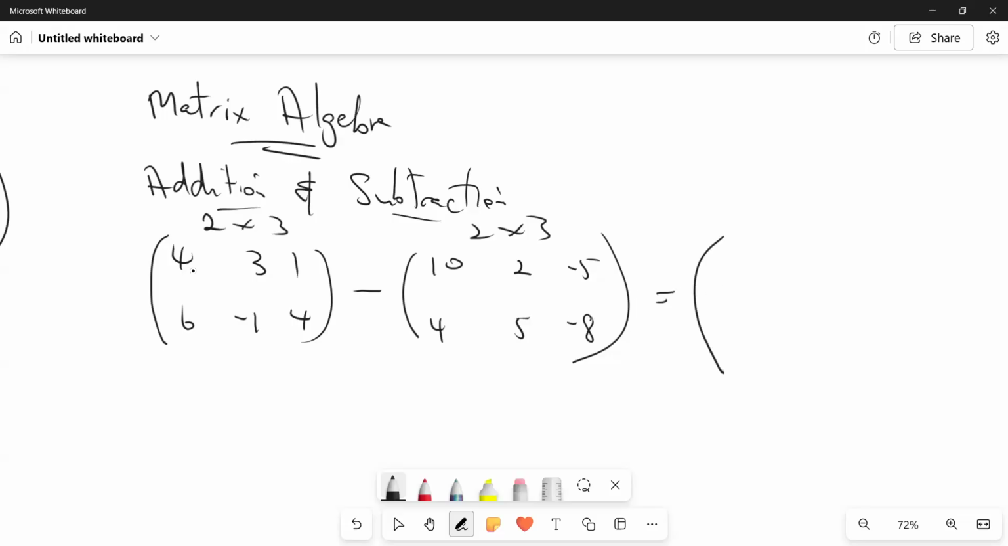4 minus 10 is minus 6. 3 minus 2 is 1. 1 minus 5 will give us minus 4. 6 minus 4 gives you 2. Minus 1 minus 5 gives you minus 6. 4 minus 8 will give us minus 4. Right? And that's our answer there. Simple enough.